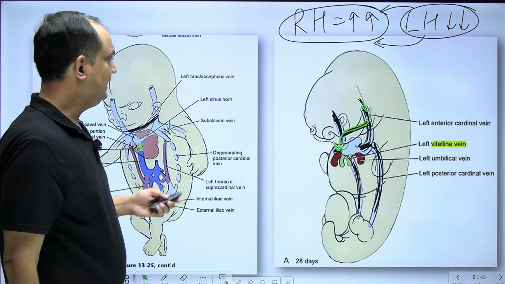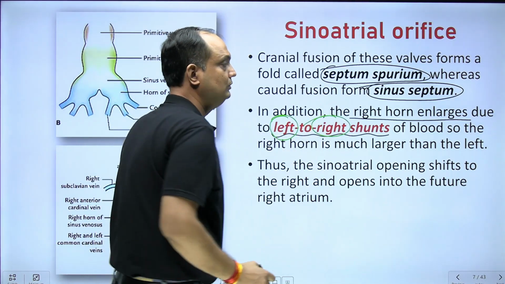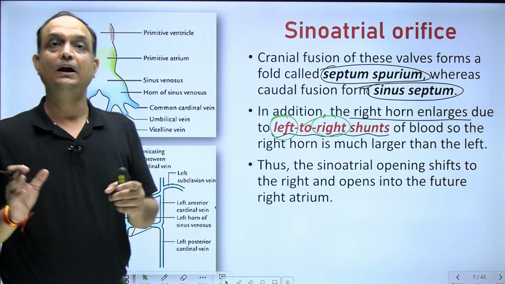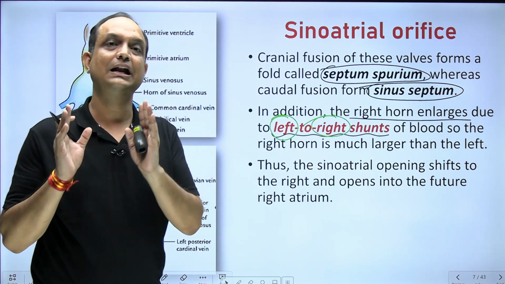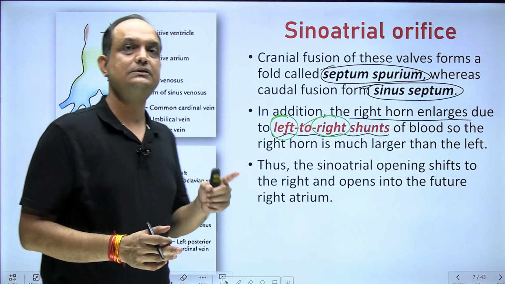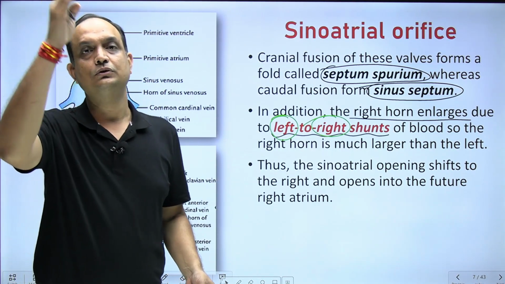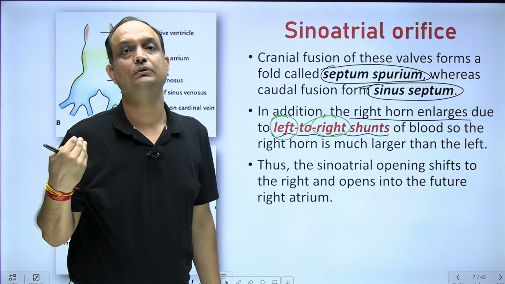So my dear students, when we are using the word left to right shunt, you have to understand that the blood is shifting from left horn to the right horn. How? One way is by the formation of a communication between the two cardinal veins. So the blood of the left side is going to the right side.